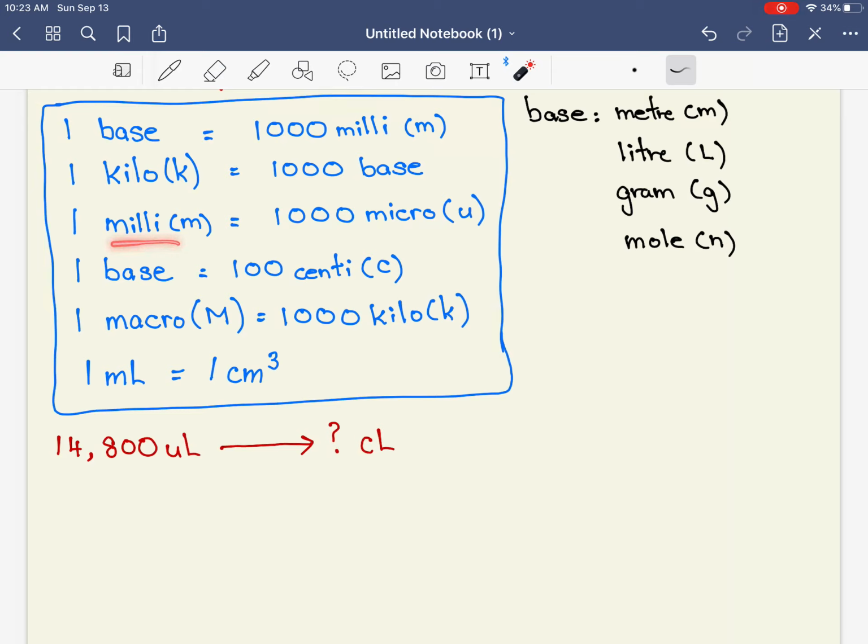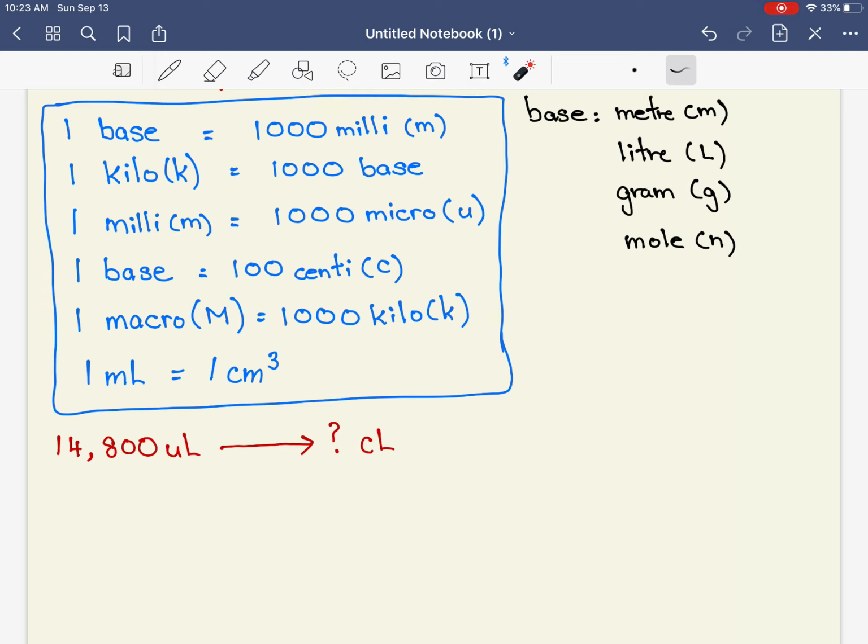Well, micro, I can easily turn micro into milli. Okay, and if you look at centi, 1 base is equal to 100 centi. So somehow I need to turn it into a base. From milli to base, that's not a problem. I just go back to right here. Okay, and then I can go from base to centi, as you see right there, because there is a relationship. So it seems like this is going to be a 3-step thing, isn't it?